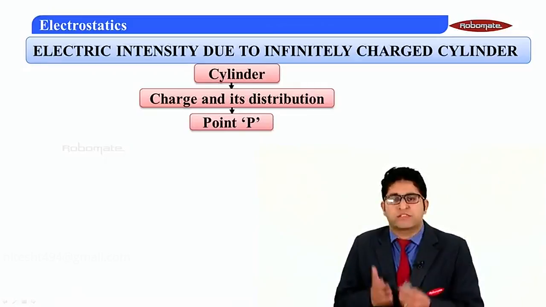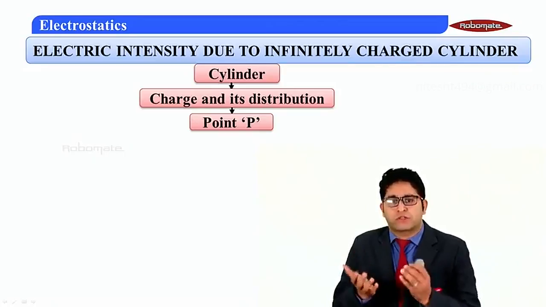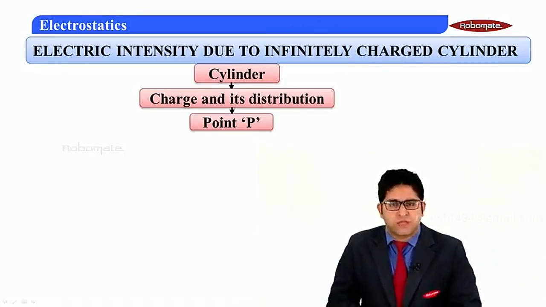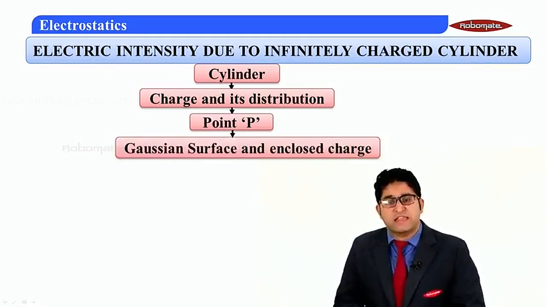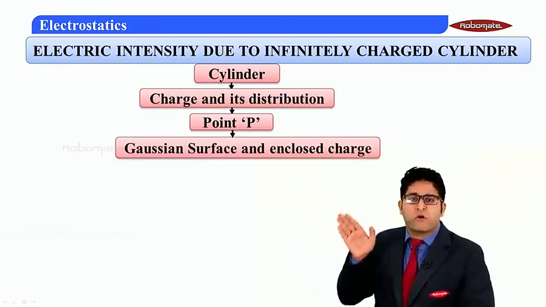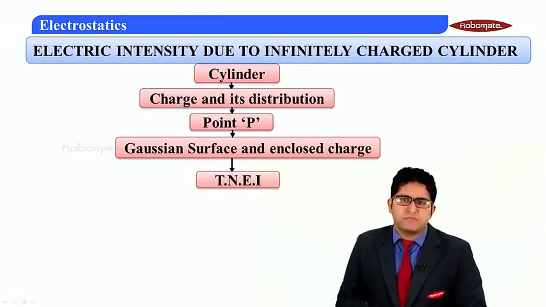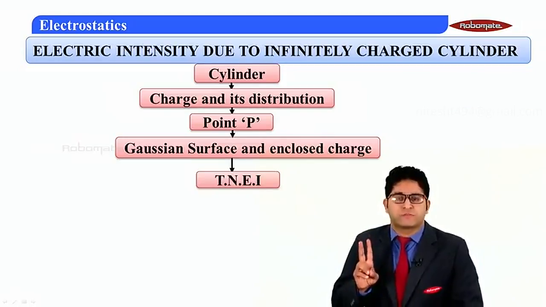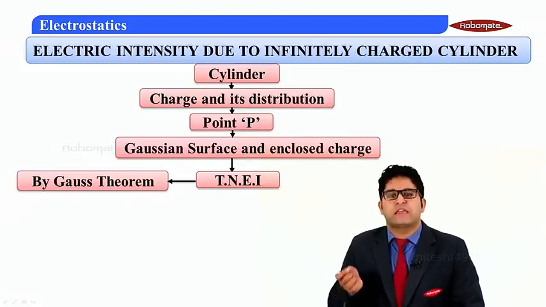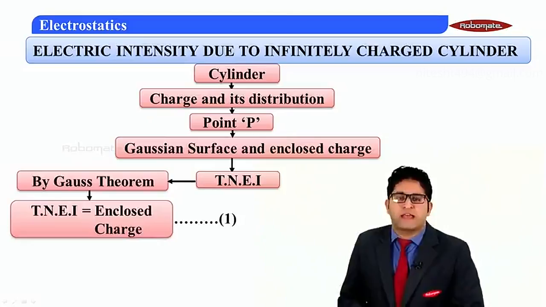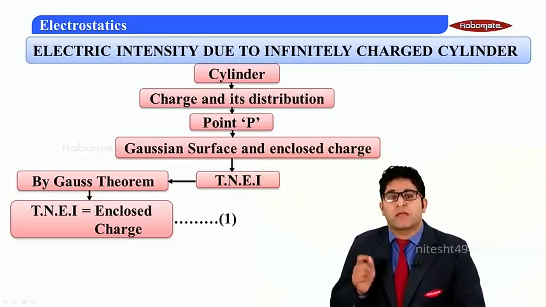Again here we are supposed to use Gauss theorem, and while using it, we imagine a Gaussian surface which will enclose the charge. So our next point of discussion would be the Gaussian surface and the enclosed charge. Once we are done with all these points, we'll calculate TNEI, that is total normal electric induction, in two different ways. Firstly, by Gauss theorem. According to Gauss theorem, TNEI is equal to the enclosed charge, and we'll call that equation number 1. Secondly, we'll calculate TNEI by the general or mathematical method.